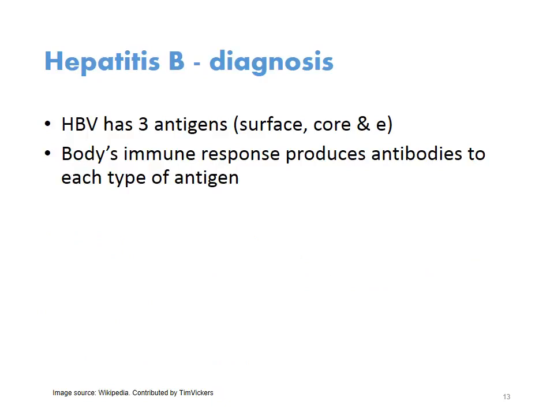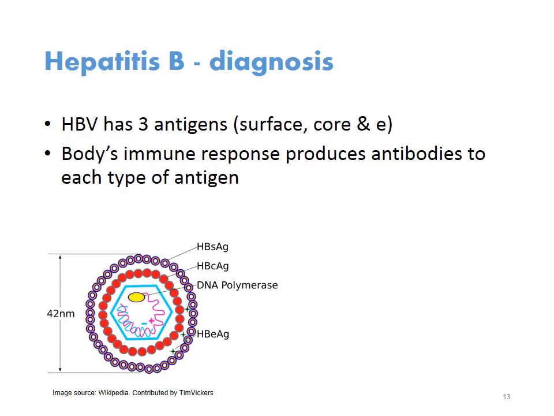The diagnosis of hepatitis B is based on the detection of the hepatitis B antigens and antibodies. Hepatitis B virus has 3 antigens, which are viral proteins: the surface antigen, which is shown in the diagram in purple, the core antigen, which is shown in red, and the E antigens, which are star-shaped. When a person is exposed to the hepatitis B virus, the body's immune system produces antibodies to each type of antigen. So you have the anti-HBs, which binds to the hepatitis B surface antigen, anti-HBc, which binds to the core antigen, and anti-HBe, which binds to the E antigen.